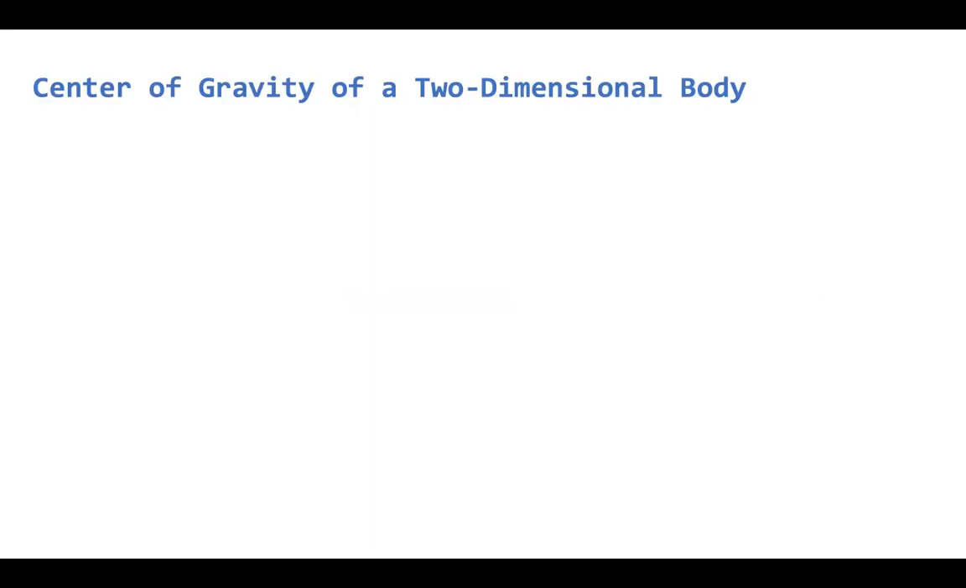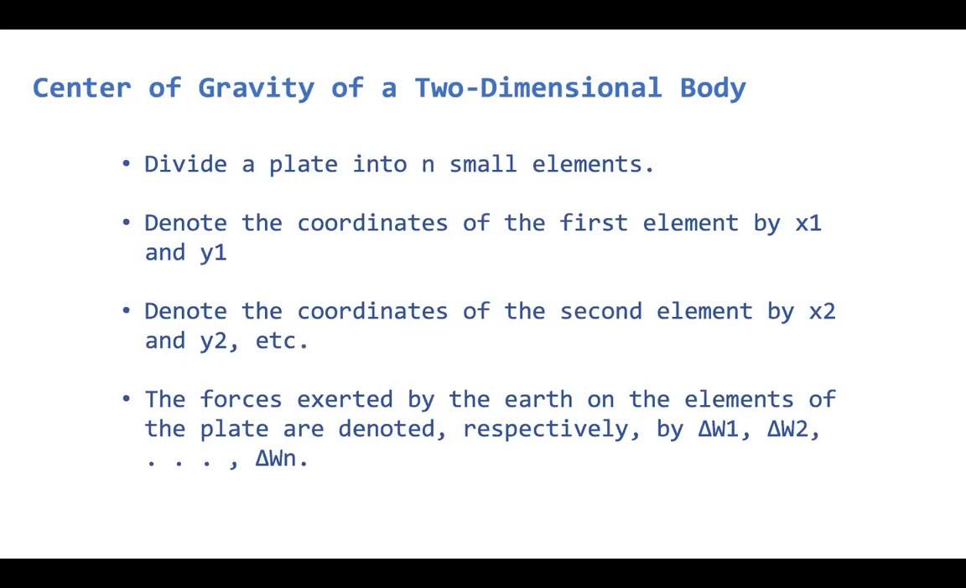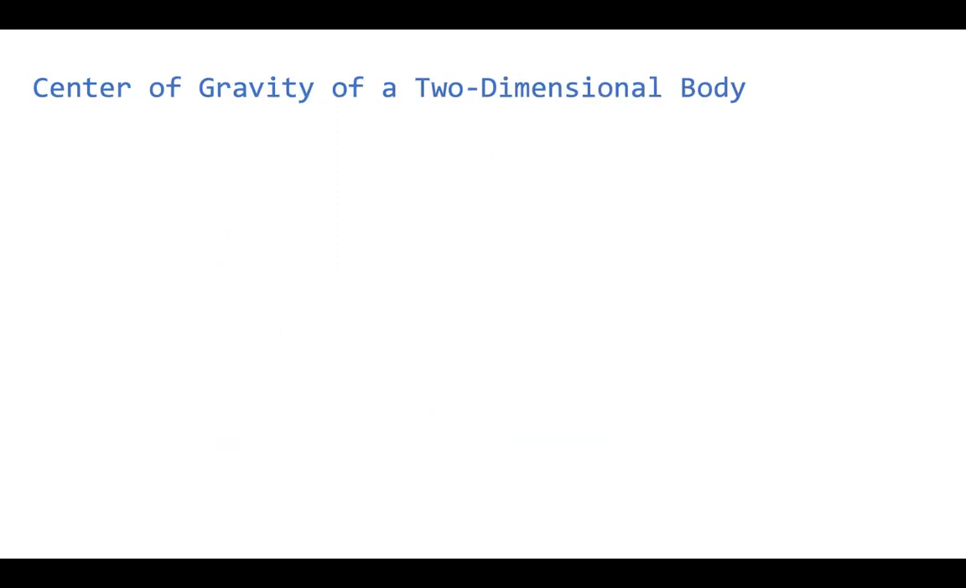So the center of gravity of a two-dimensional body. First, we want to divide a plate into n small elements. We denote the coordinates of the first element by x1 and y1, and then we denote the coordinates of the second element by x2 and y2, etc. The forces exerted by the Earth on the elements of the plate are denoted respectively by the changes in weight, ΔW1, ΔW2, and all the way to ΔWn.